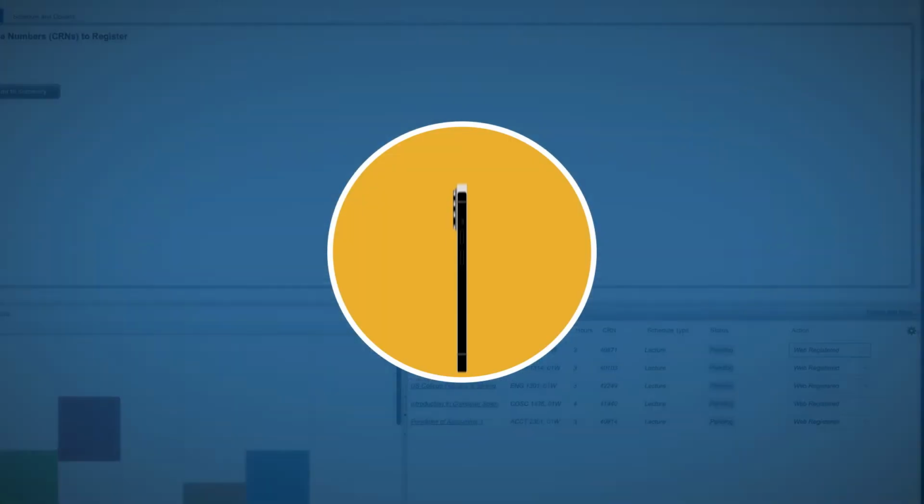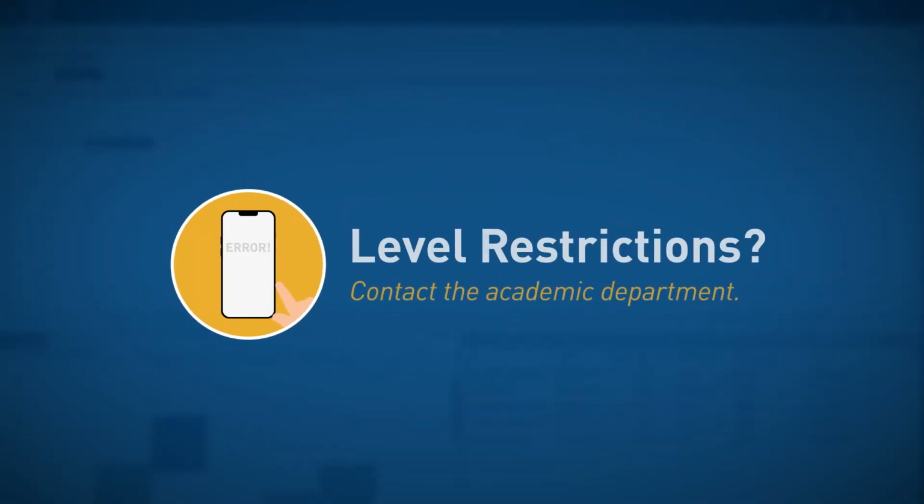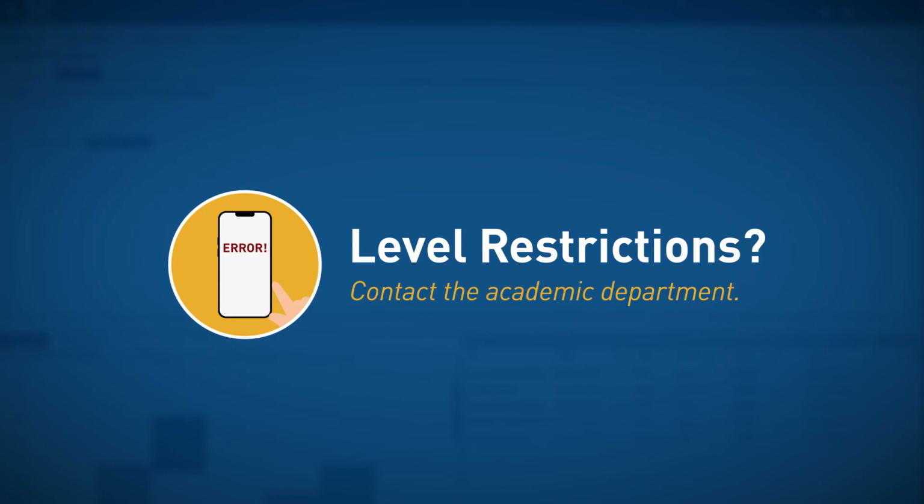Now, there are a couple things you might run into. If you receive a registration error message, such as level restrictions, please contact the department for the course you're attempting to register for. Some departments block certain courses, which require their permission approval code to register.